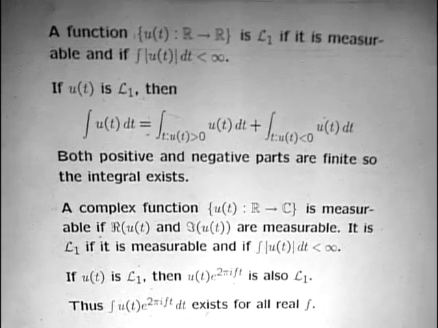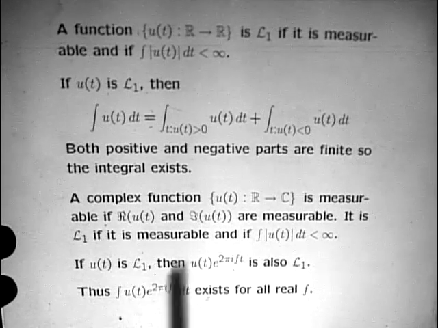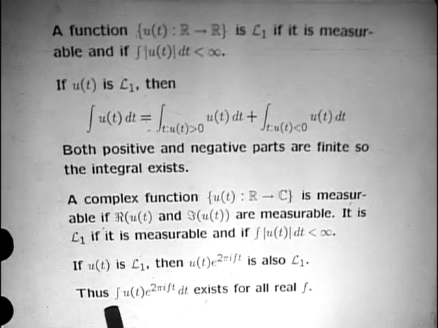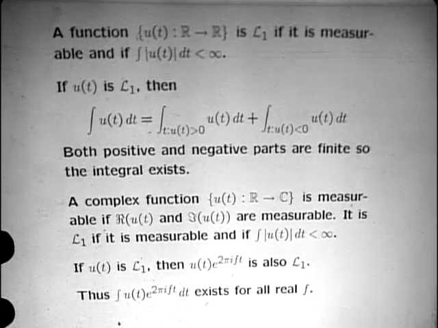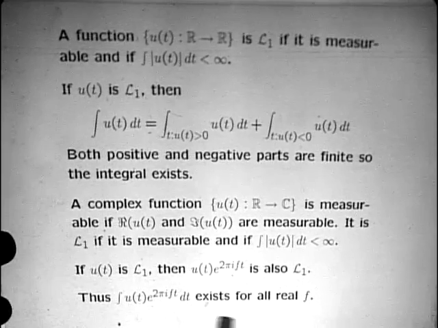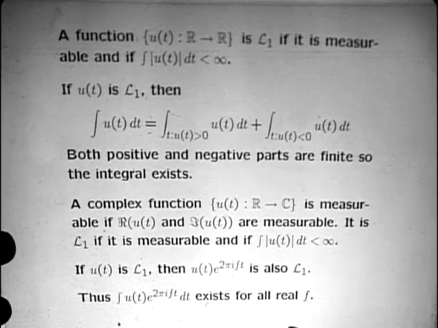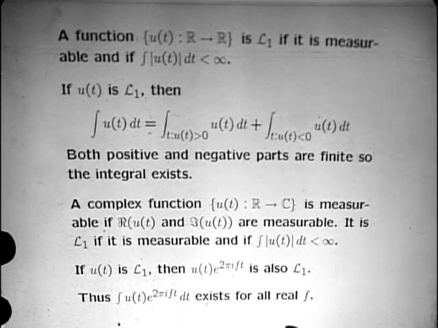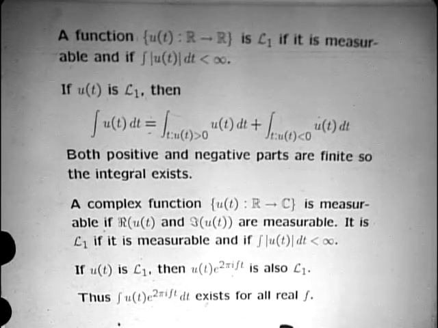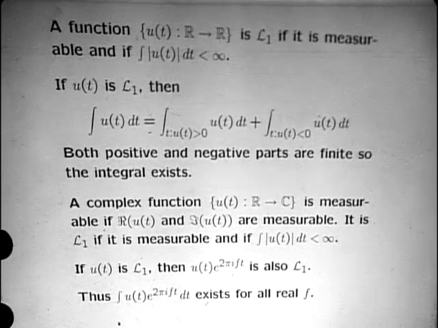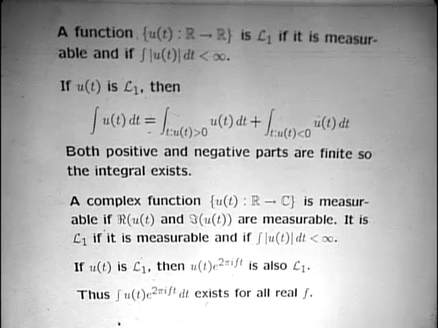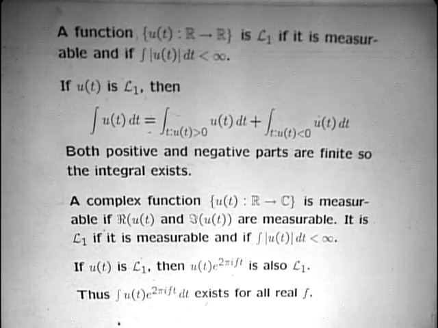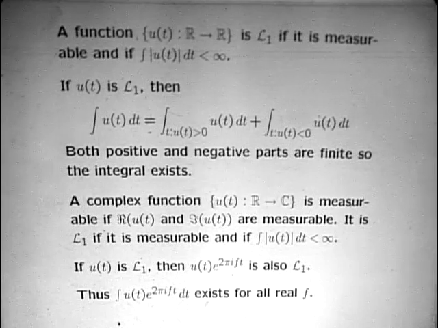So what that says, using this idea too of positive and negative parts, is that the integral of u of t times e to the 2 pi i ft dt has to exist for all real f. That covers Fourier series and Fourier integral. We haven't talked about the Fourier integral yet, but it says that just by defining u of t to be L1, you avoid all of these problems of when these Fourier integrals exist and when they don't exist. They always exist.